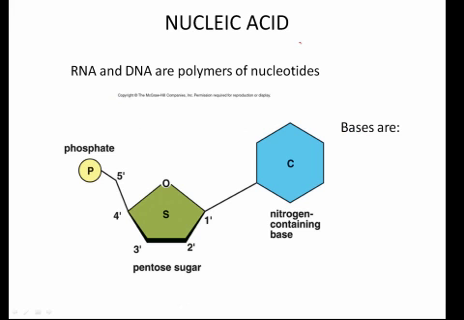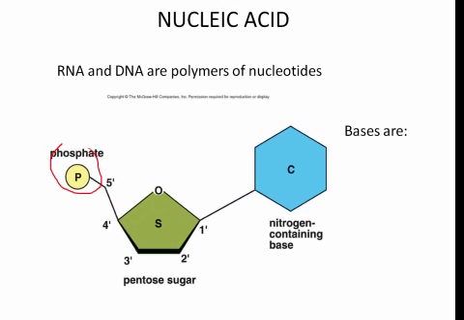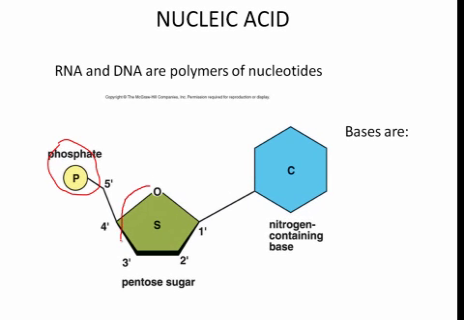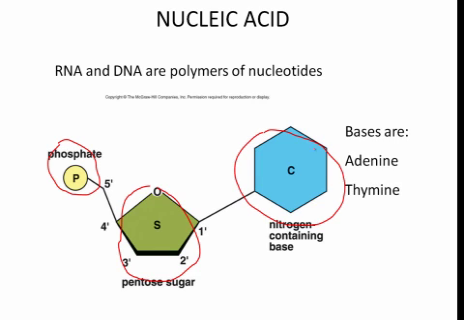Our last class is a nucleic acid. Nucleic acids are the RNA and DNA. These are polymers of nucleotides. A single nucleotide contains a phosphate group that's bonded to a 5-carbon sugar called a pentose, and then there are 1 of 4 nitrogen-containing bases. Adenine, thymine, guanine, or cytosine are the 4 bases that are found in DNA, and there's a 5th base called uracil, which is found in RNA.